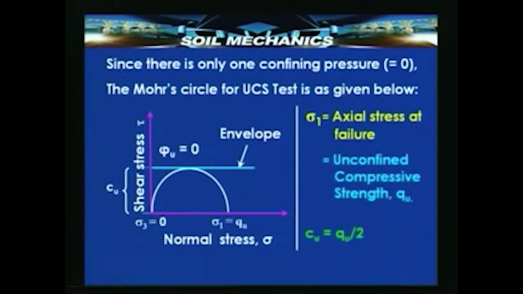And from this test, by plotting a Mohr circle, we can get the cohesion as shown in this diagram. Since there is no confining pressure, since sigma 3 is equal to 0, unlike a conventional triaxial test, this will only have one single Mohr circle corresponding to sigma 3 equal to 0, which starts from the origin. The axial stress at failure automatically is equal to the compressive strength, and half of that becomes the cohesion intercept, as you can see from this diagram. So, the cohesion is Qu upon 2 as far as this test is concerned.